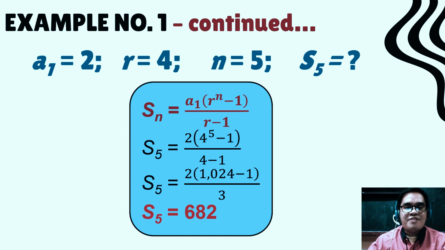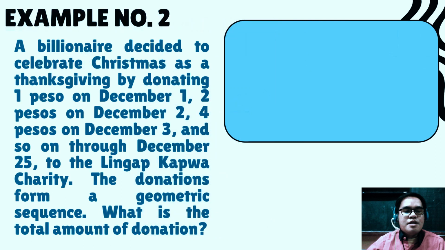And the sum of the 5 terms is equal to 682. For example number 2, a billionaire decided to celebrate Christmas as a Thanksgiving by donating 1 peso on December 1, 2 pesos on December 2, 4 pesos on December 3, and so on through December 25 to the Lingap Kapwa charity. As you observe, the donations form a geometric sequence. What is the total amount of donation?